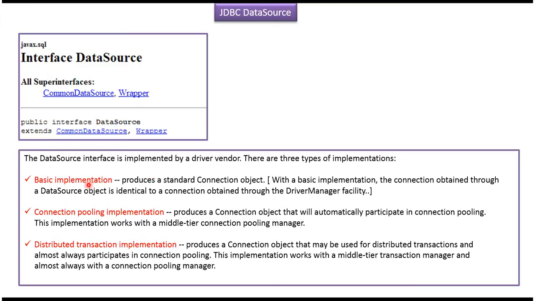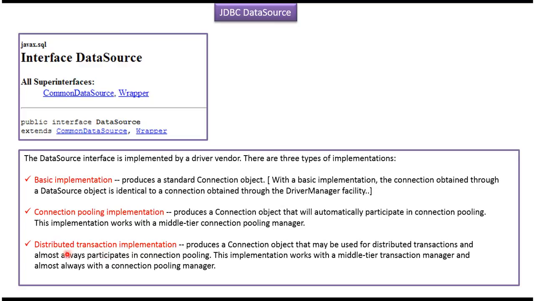The first one is the basic implementation, which produces the standard connection. It is equivalent to getting a connection from the driver manager. The second one is the connection pooling implementation, which produces a connection object that will automatically participate in connection pooling. This kind of implementation works with the middle tier connection pooling manager.